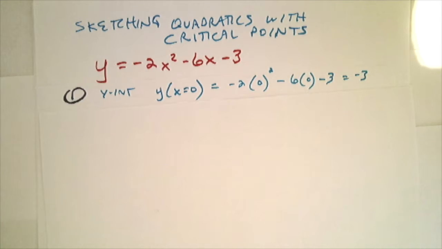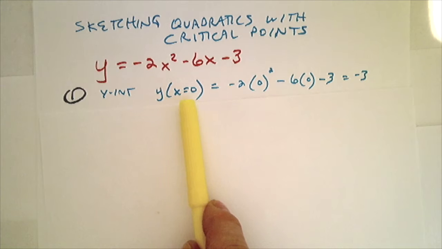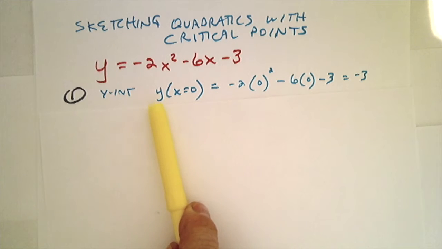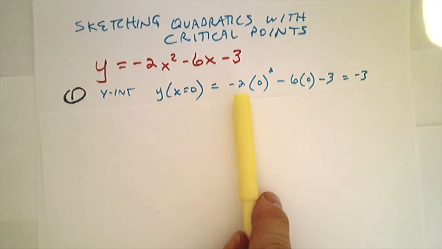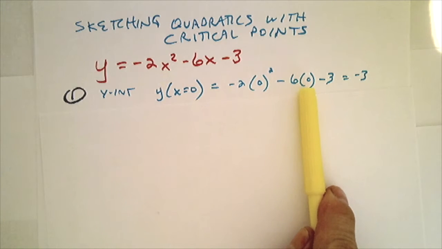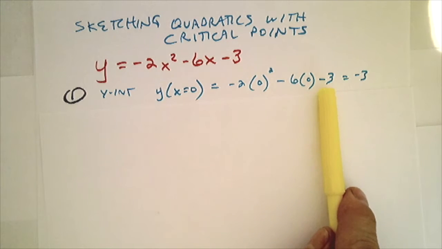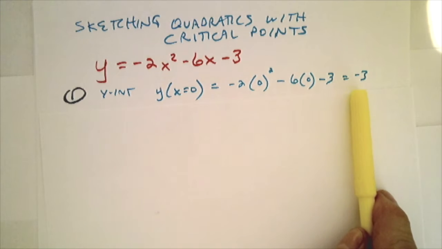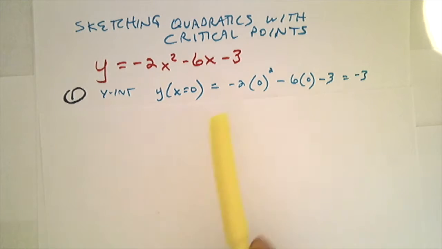First one is the y-intercept. Of course, y-intercept is when x equals 0. So we plug in where x equals 0. We're looking for the value of the function y when x equals 0, which is negative 2 times 0 squared, minus 6 times 0, minus 3, and that equals minus 3. So the y-intercept is at minus 3.